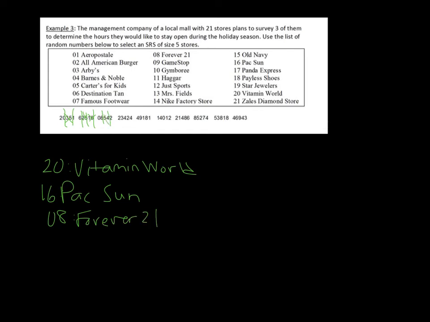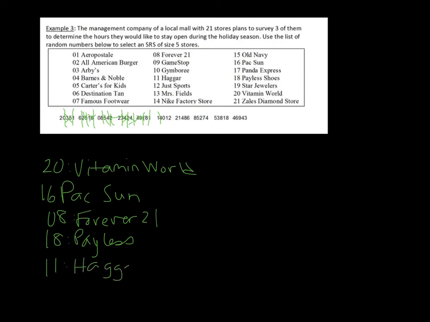54, once again, I'm going to cross out. 22, going to cross out. 34 and 24 and 49 are all going to be crossed out. The next one I have is 18. That one's a good one. That one will give me Payless. And the last one I have is 11, which is going to give me Hager.